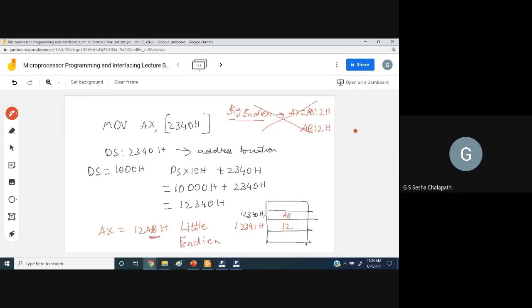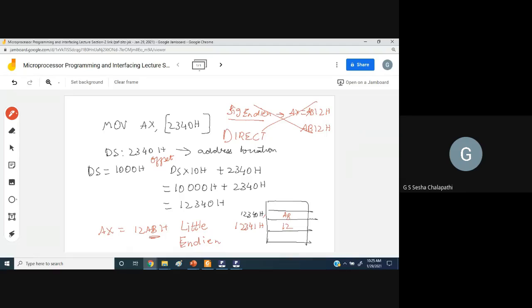Now, let us look at this, which is called the direct addressing mode. Why is it called the direct addressing mode? It is called direct addressing mode because the offset in the data segment is present as part of the instruction itself. 1234H is called an offset. The offset is part of the instruction itself.